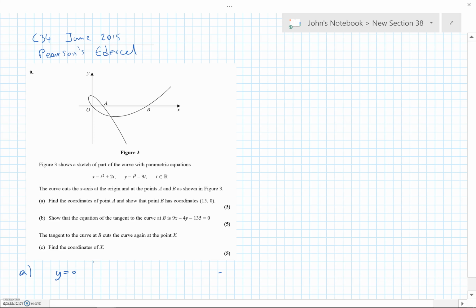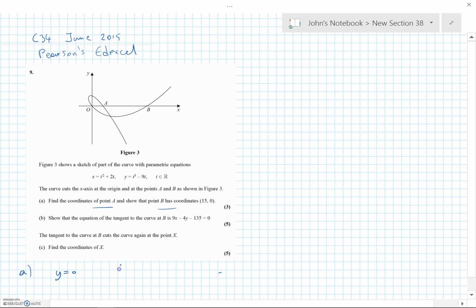So here's a parametric equation question. It's quite nice. I always like these type of questions. We're first of all asked for the coordinates of point A and to find point B to show that. For some reason they've given one to show that, but really we're going to use the same method for them.